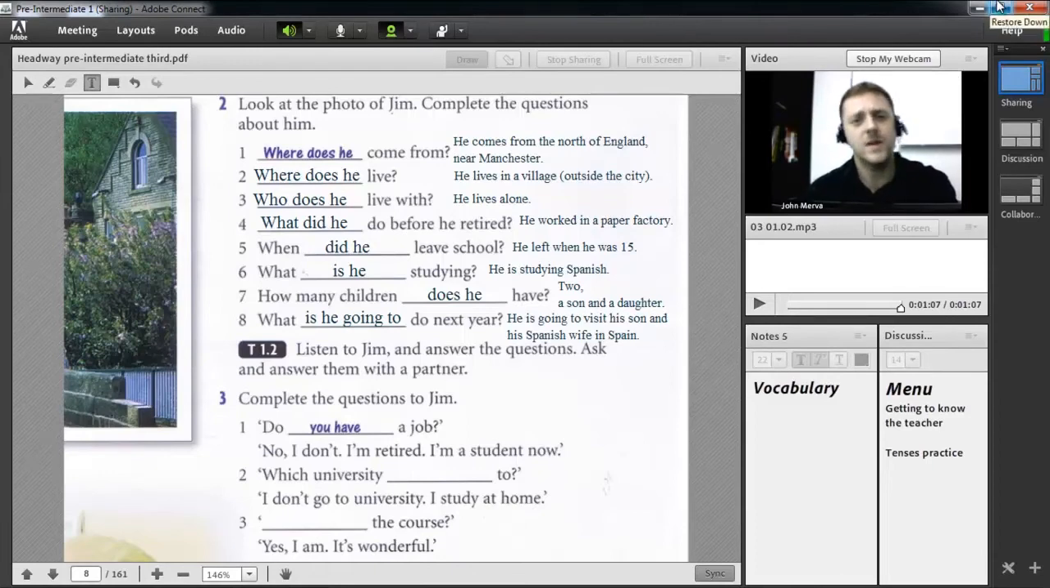Who does he live with? He lives alone. And what did he do before he retired? Number 4, he worked in a paper factory. When did he leave school? He left when he was 15. What is he studying? He's studying Spanish.